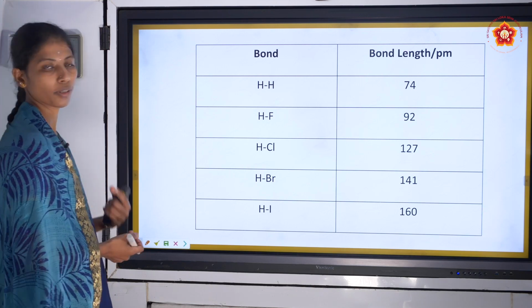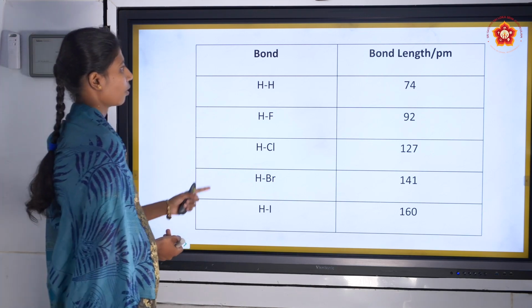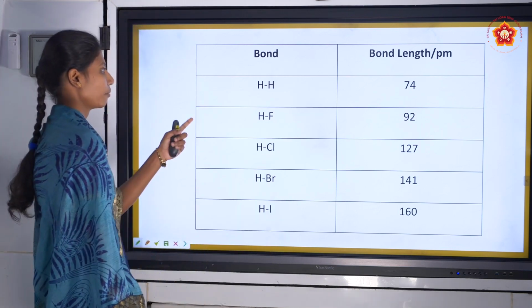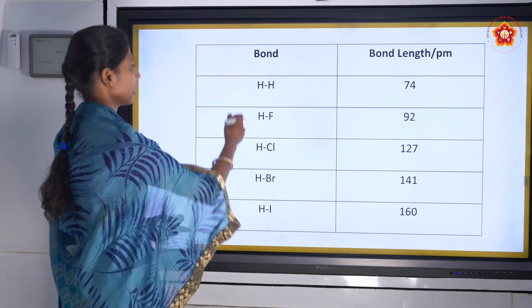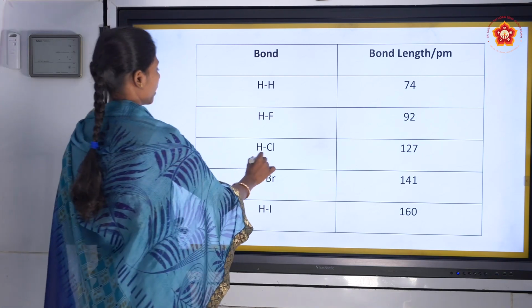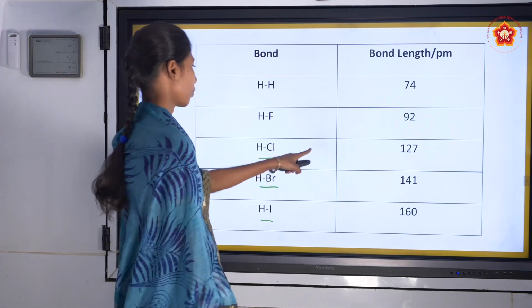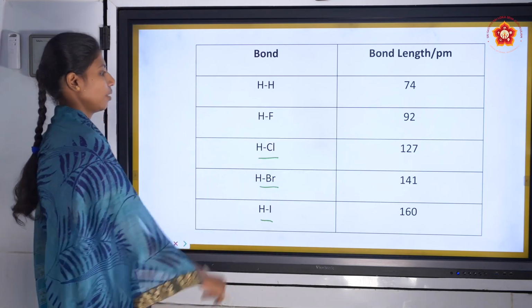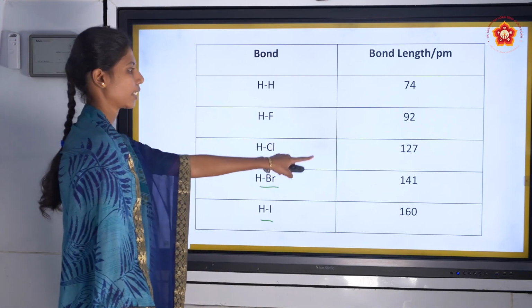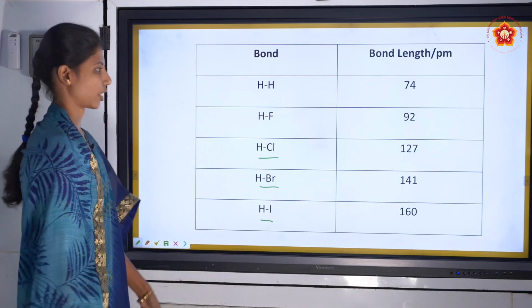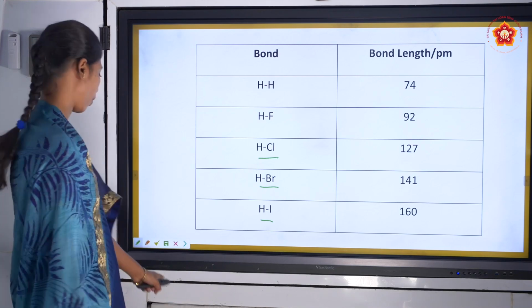See some examples for bond length. Here the first column is the bond, and the next column is the bond length. The examples are H-H, H-F, H-Cl, H-Br, H-I. The bond length for H-H is 74, H-F is 92, H-Cl is 127, H-Br is 141 and H-I is 160. All these are examples for bond length.